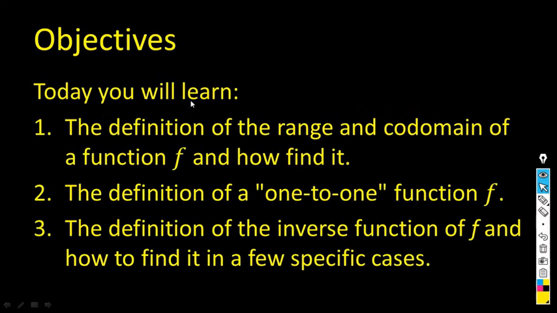Today you will learn number 1, the definition of the range and the codomain of a function f and how to find them, both the range and the codomain. Number 2, we're gonna learn the definition of a one-to-one function f. And number 3, we're going to learn the definition of the inverse function of a function f and how to find it in a few specific cases.